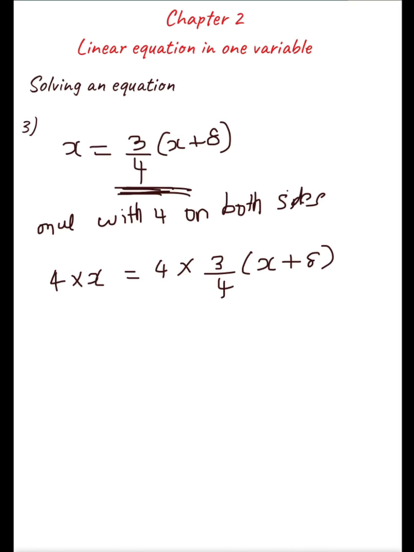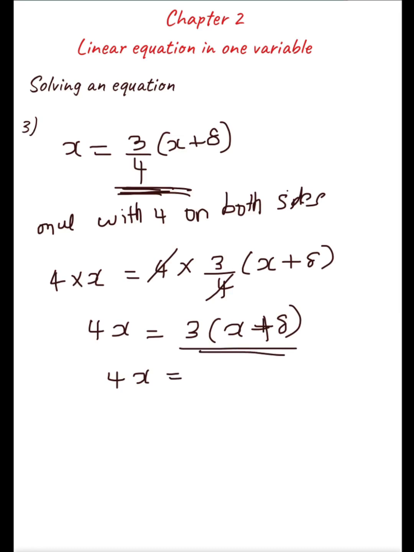Understand? Then what happens? 4 into x is 4x. 4x equals, now if this got cancelled, what is remaining there? Only 3. So 3 into x plus 8. So our equation will turn into this type. Now what you have to do is take the variables to one side.